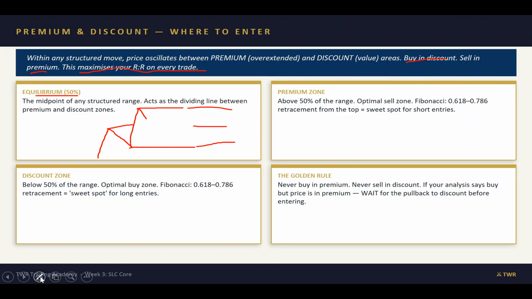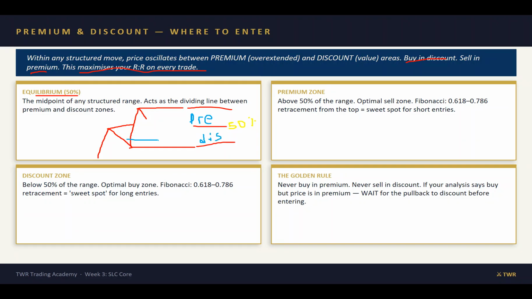So let me change the candle and the color. So this is the 50%. This is the 50%. If this one is a 50% zone, this one becomes the premium and this one becomes the discount.